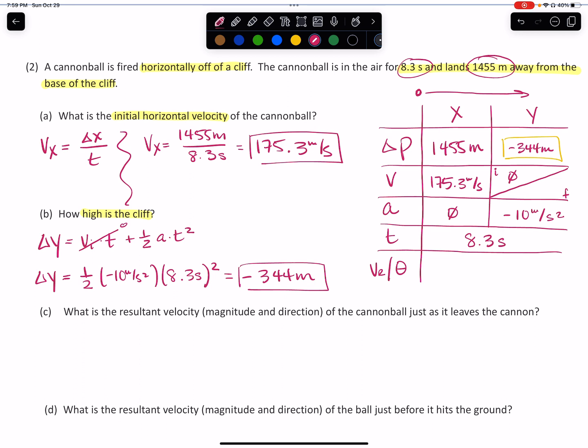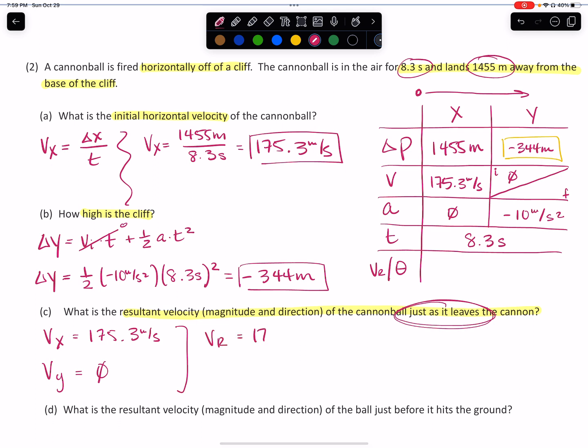Okay, what is the resultant velocity of the cannonball just as it leaves the cannon? This is similar to what we saw in the last problem. We know the horizontal velocity is 175.3 meters per second, and the initial vertical velocity is 0. So the resultant velocity is all horizontal, 175.3 meters per second, and it's being fired horizontally. That means a theta of 0, or you could just say east.